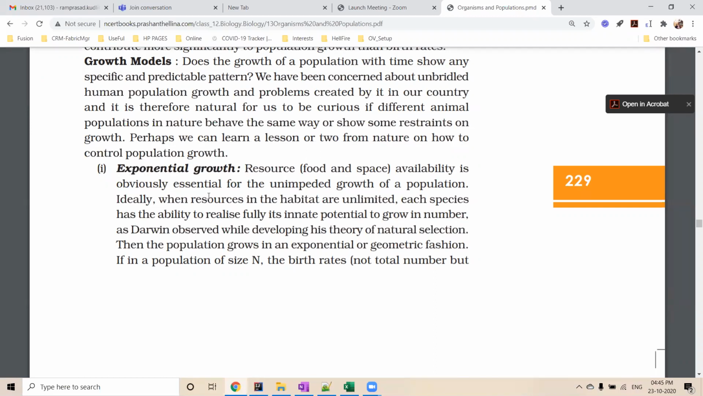If the growth rate is high, then obviously it is supported by food and space. When resources in the habitat are unlimited, each species has the ability to grow. It realizes fully its innate potential to grow in number. And we know Darwin's theory, that is the theory of natural selection. So population grows in an exponential or geometric fashion when there are abundant resources.